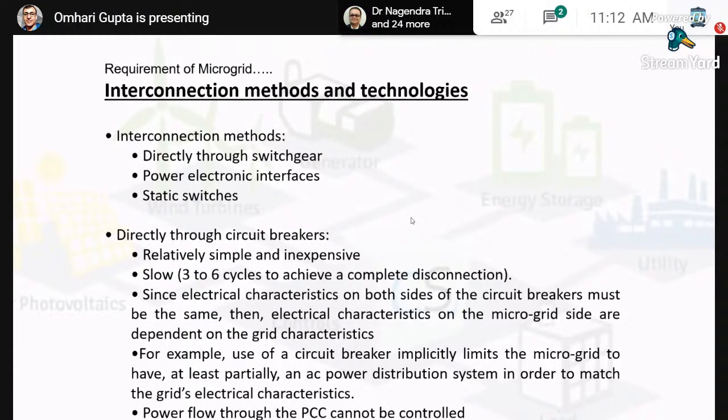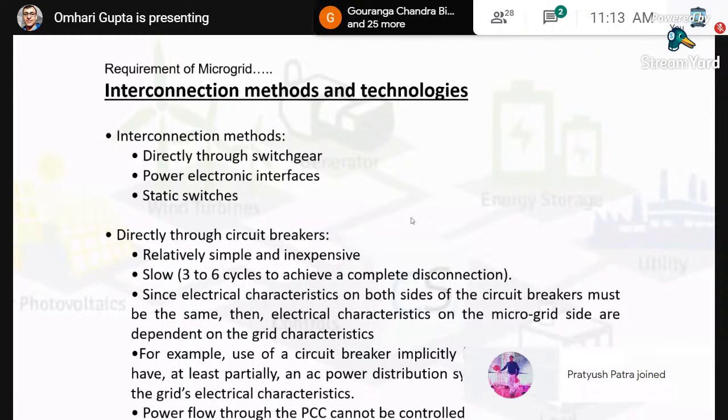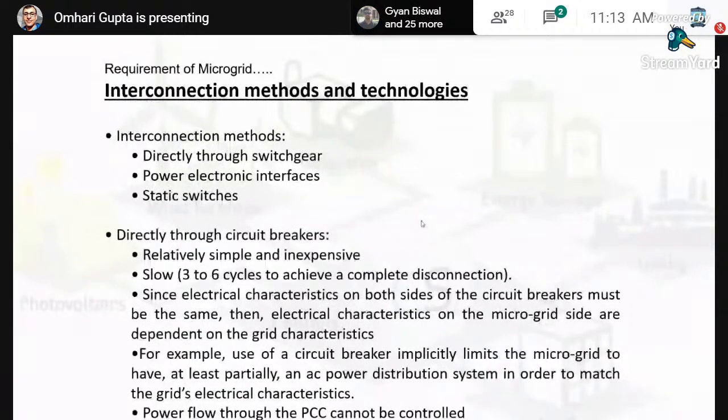For example, use of a circuit breaker implicitly limits the microgrid to have at least partially an AC power distribution system in order to match the grid's electrical characteristics. The power flow through the PCC cannot be controlled in this case. As you know, if you have a switch and it is closed, you may not have control over the power transferred from the grid to microgrid or microgrid to grid side. It can also be bidirectional depending upon the availability of the power at the local station.